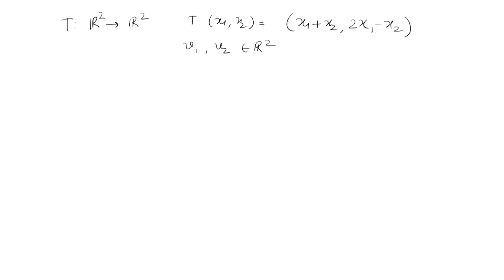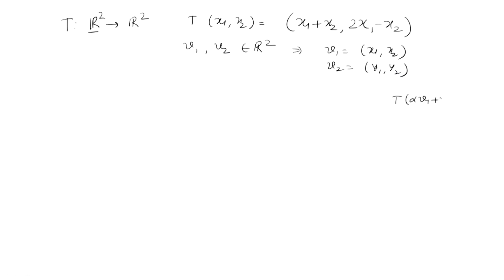Let us consider V1, V2 as two elements of this vector space R2. So V1 is, say, x1, x2 and V2 is, say, y1, y2. Now if it is a linear map, we have to show that T of alpha V1 plus V2 is equal to alpha times T V1 plus T V2. This we have to prove.